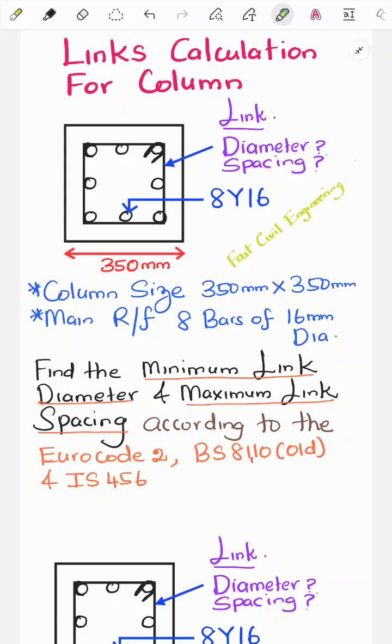For our example, we have a concrete column with these properties. Column size 350 by 350 mm. Main reinforcement 8 bars of 16 mm diameter, 8 by 16. Our job is to figure out the transverse reinforcement or the links for this column.